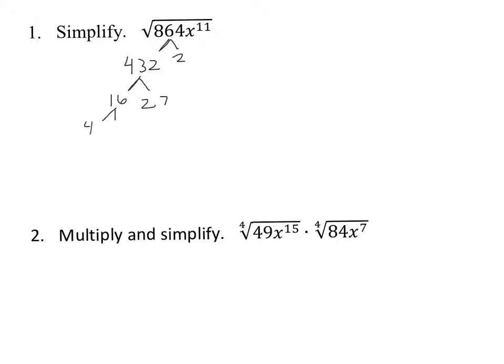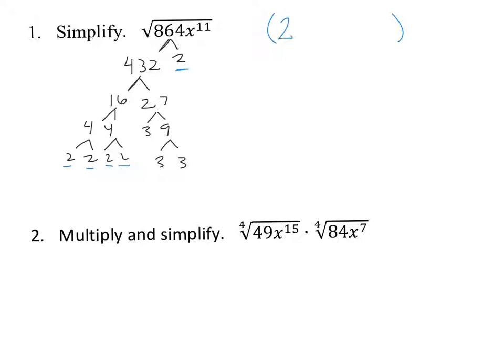This is 4 times 4. This is 3 times 9. This is 2 times 2. This is 2 times 2. And this is 3 times 3. So I'm going to rewrite this right now. In my parentheses, I'm going to write the 864. So I have 1, 2, 3, 4, 5 2's.